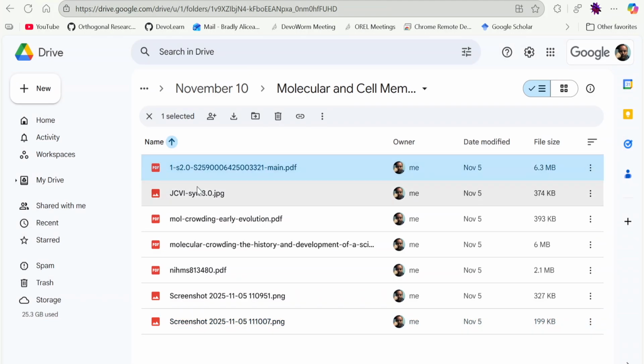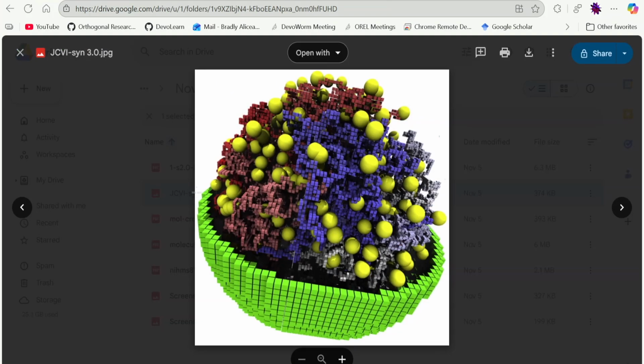This is a picture of the JCVI Syn 3.0 synthetic cell. This is a model of that cell. JCVI Syn 3.0 is a bacterial cell, so it's not a eukaryotic cell. And they model this crowding in this cell. This cell has a lot of crowding in the cytoplasm. So this is a digital model of the cell.